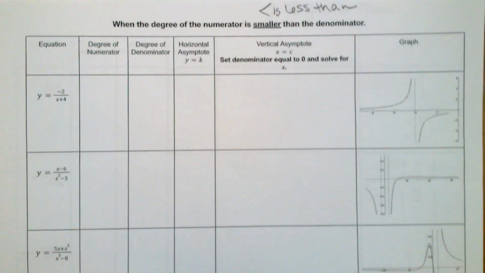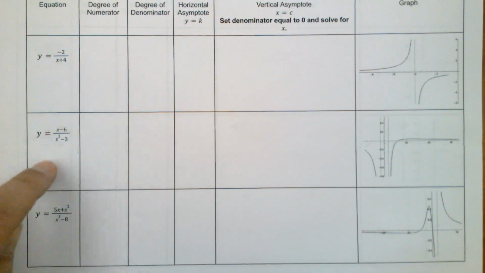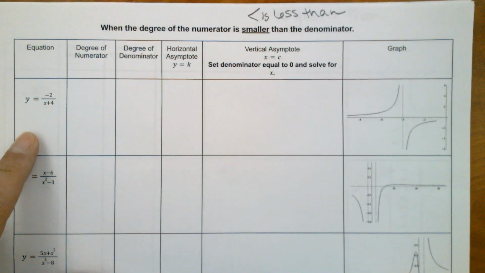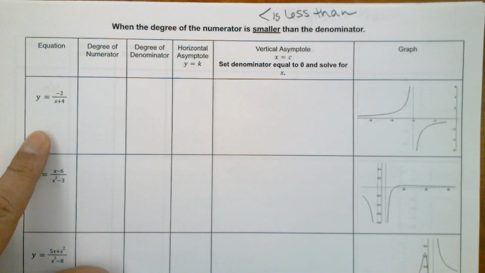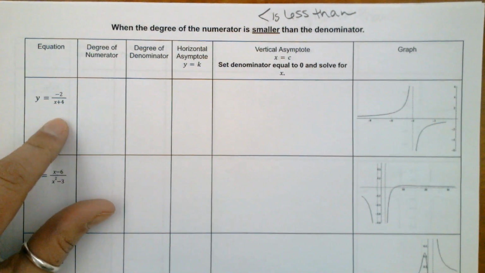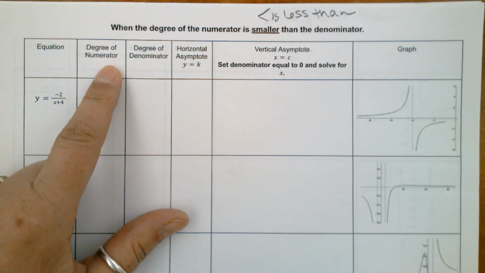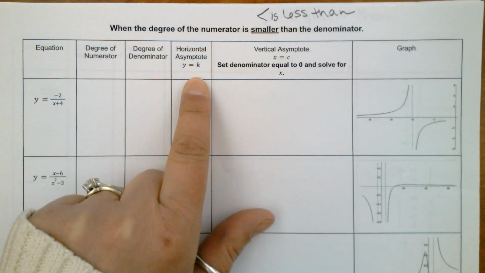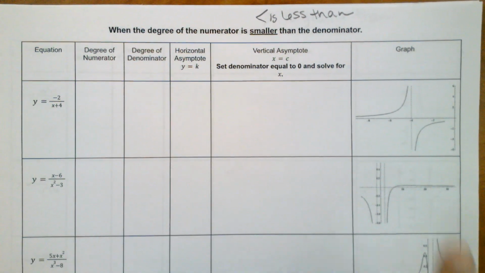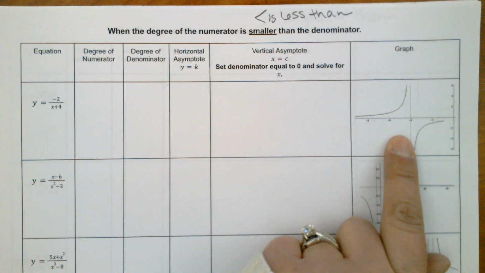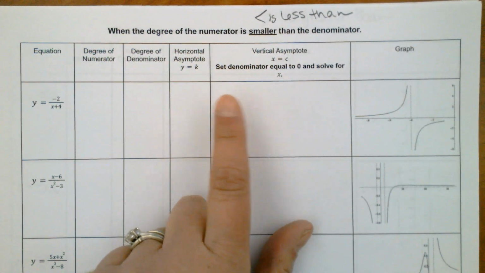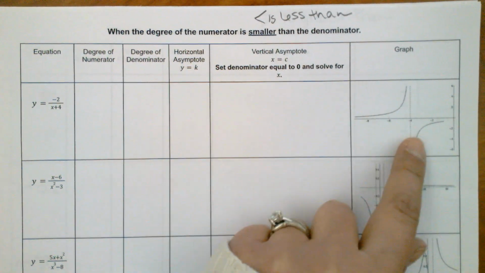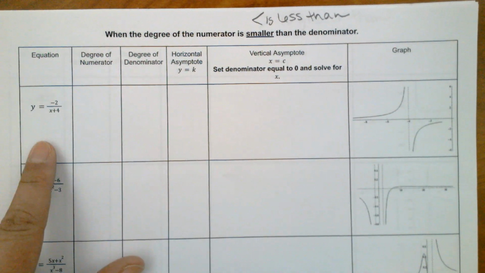We are going to have 3 examples to do. 1, 2, 3. Let's start with the first one, and let's see what I'm going to have to fill out and what they give us. First, they give us the equation. We're going to have to find the degree of the numerator, the degree of the denominator, the horizontal asymptote, vertical asymptote, and I give you the graph so that you can actually see that these will be true for the graph of this equation.